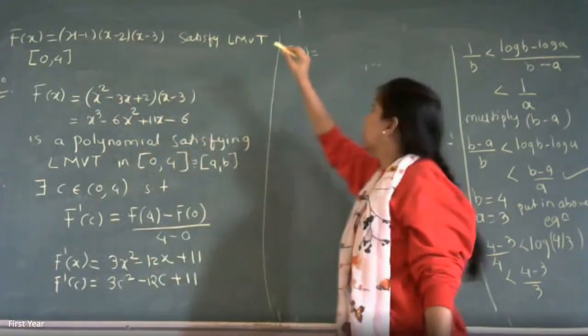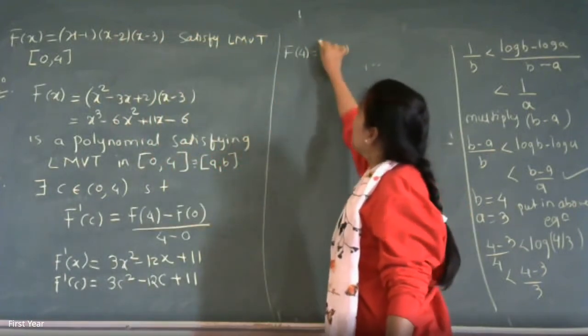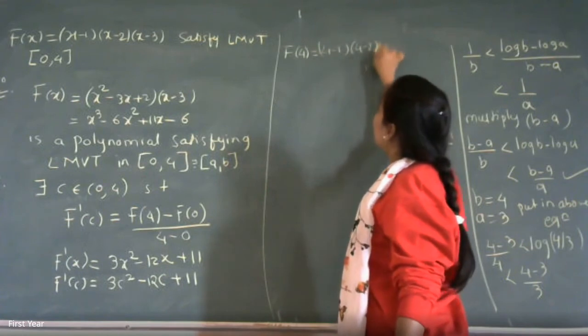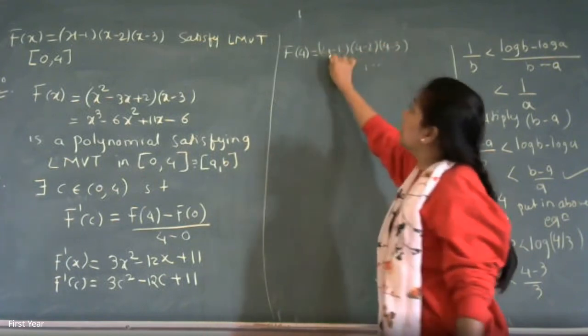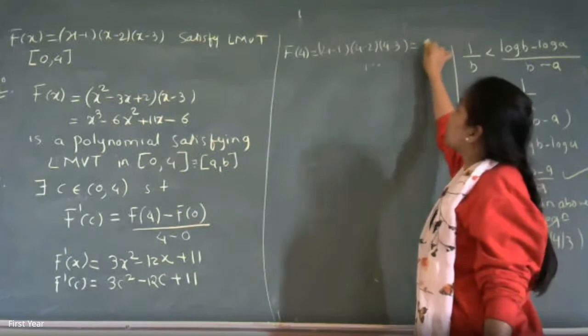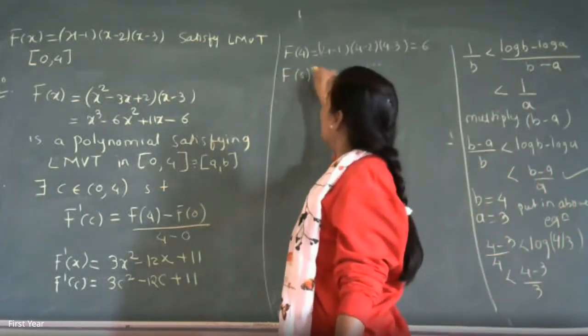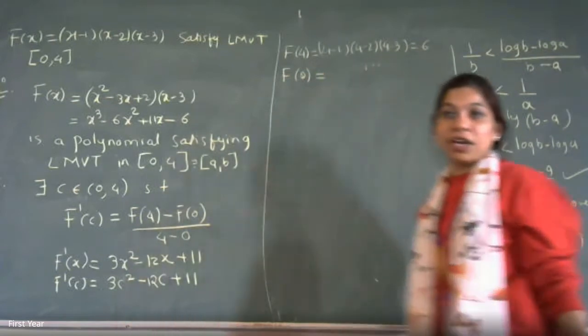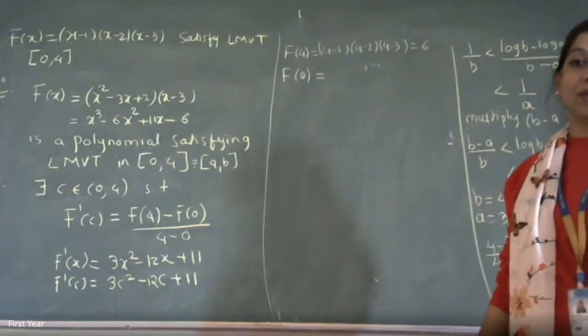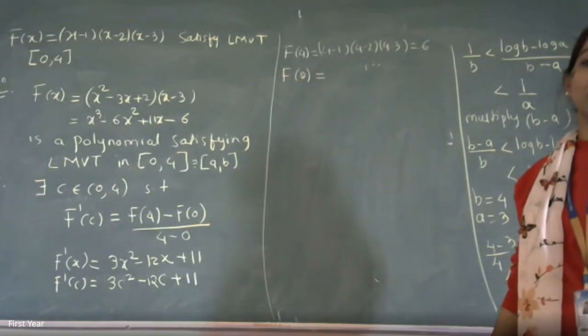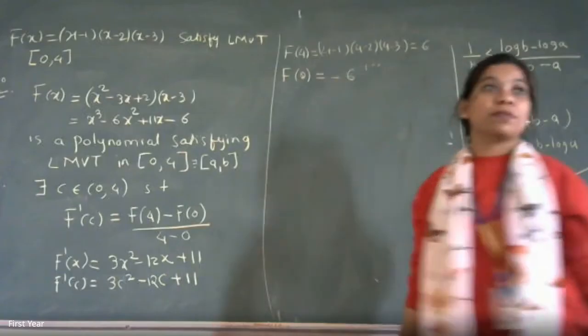You will get the answer quickly. So it is 4 minus 1 into 4 minus 2 into 4 minus 3. That is 3 into 2 into 1, which is 6. Okay? F of 0. Has he joined again now? Are you there? Can you tell me now what is f of 0? Minus 6.